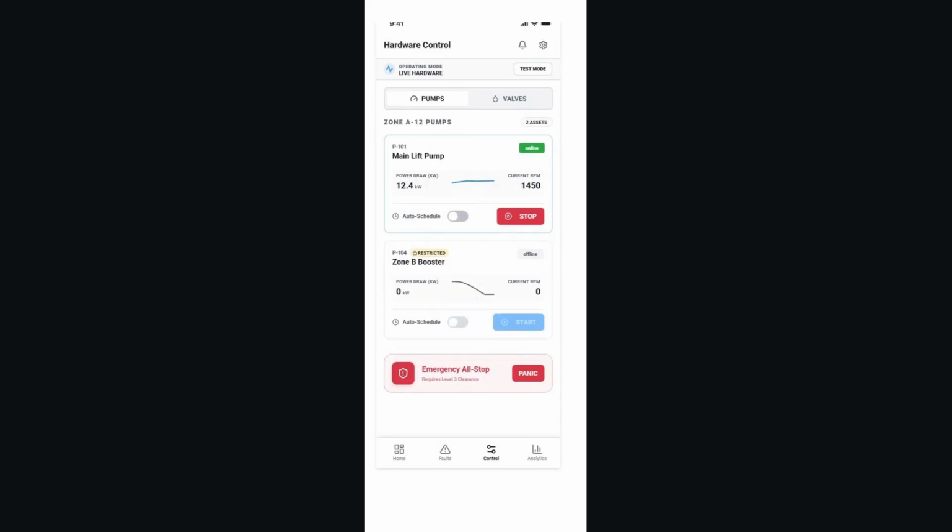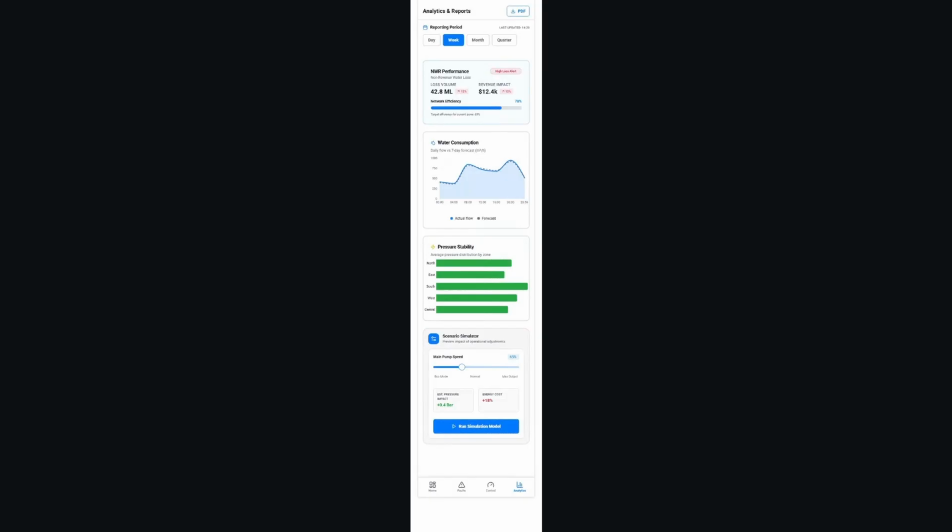Then screen 4 represents the hardware control, that is, pump and valve management. For example, the main pump status or the power consumption in kilowatts. If required, operators can start or stop pumps remotely. This screen is about analytics and reports. It focuses on analytics and decision support. Here we can analyze the non-revenue water performance or the daily water consumption trends by the citizens. The system also provides forecasting using predictive analysis.